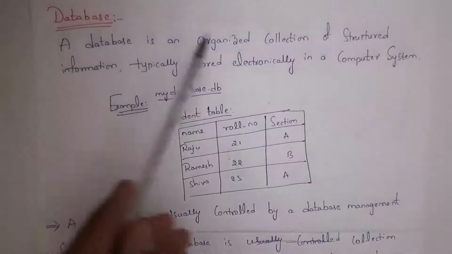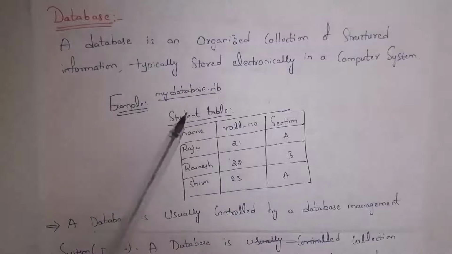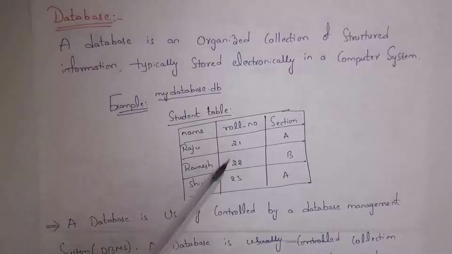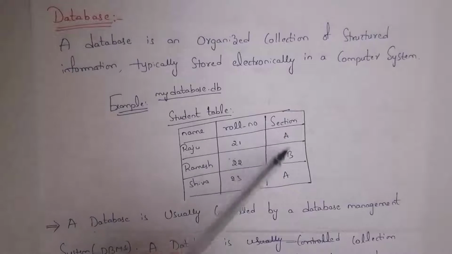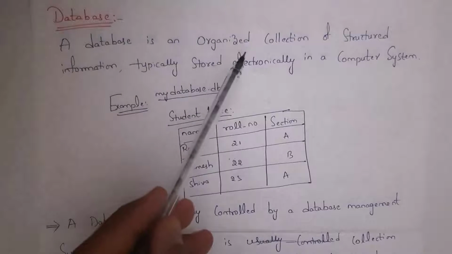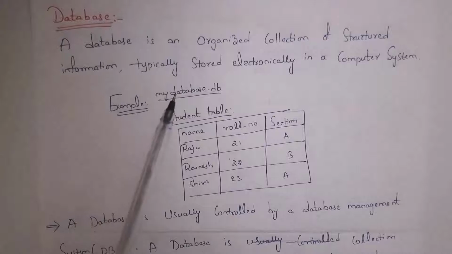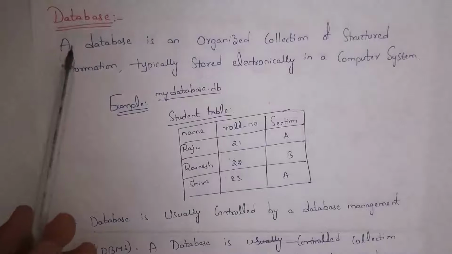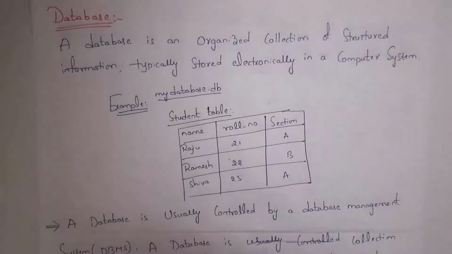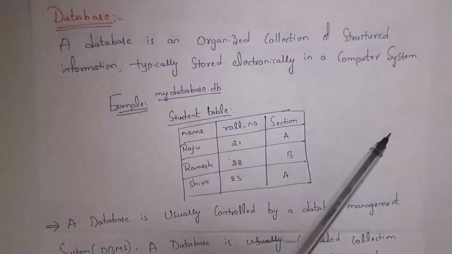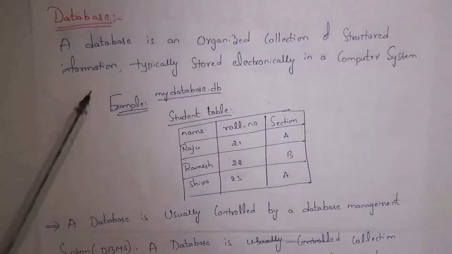A database is an organized collection. Organized collection means in database we will store data in organized format, like we will store all names in one place, all roll numbers in one place and section in one place. So we call it as organized collection. So a database is an organized collection of structured information. Structured information means in database we will store data in structured format, like we will store data in tables. Table is nothing but structured format. So a database is an organized collection of structured information typically stored electronically in a computer system. That is nothing but we will store database in computer. This is definition of database.